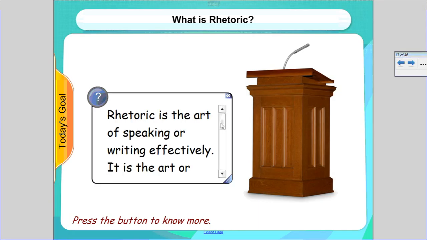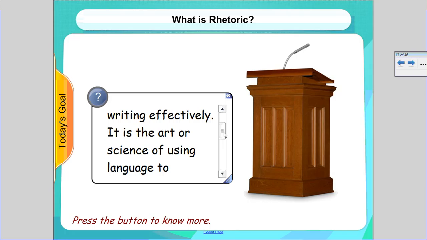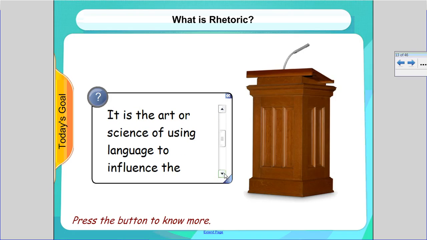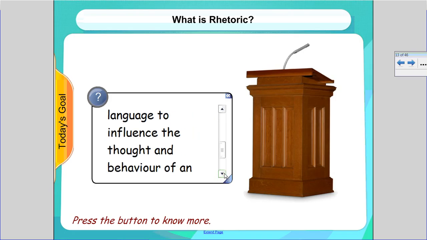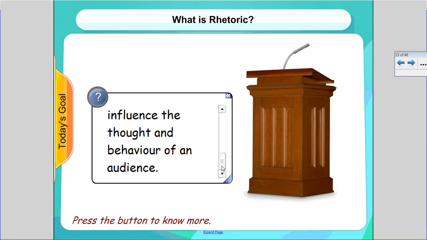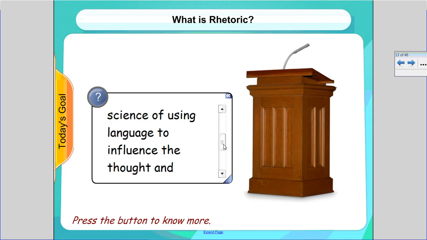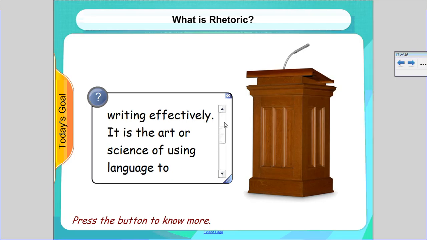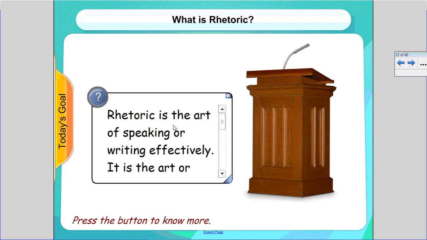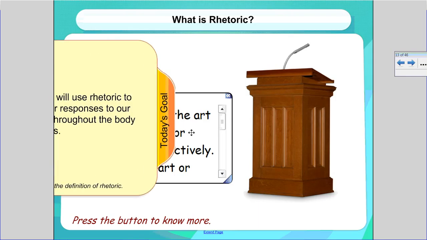Well, it's the art of speaking or writing effectively. It's the art or science of using language to influence the thought and behavior of an audience. Our goal of our persuasive paper is to influence the reader to take our point of view. So therefore, we need to use rhetoric to be able to do this.